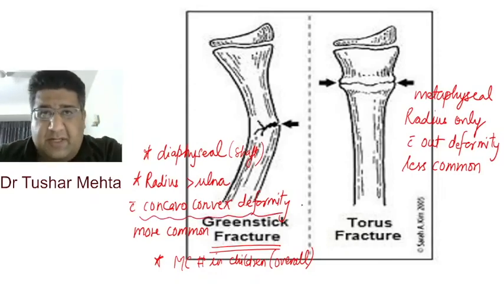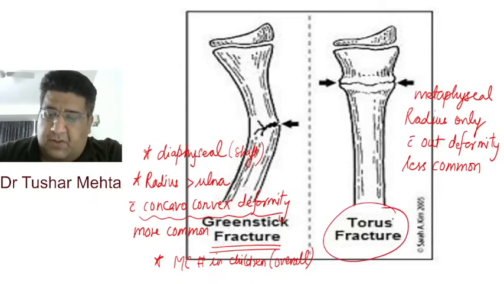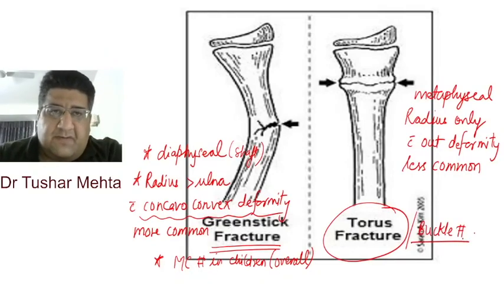While on the other hand, if I see a torus fracture, also what is called a buckle fracture, I call it a torus fracture or buckle fracture. So if you see, this is diaphyseal, this is metaphyseal, this is concave or convex, there is no concave or convex, radius more than ulna. Usually in torus you see involvement of radius. Both the fractures are classically seen in children. Are you getting my point?